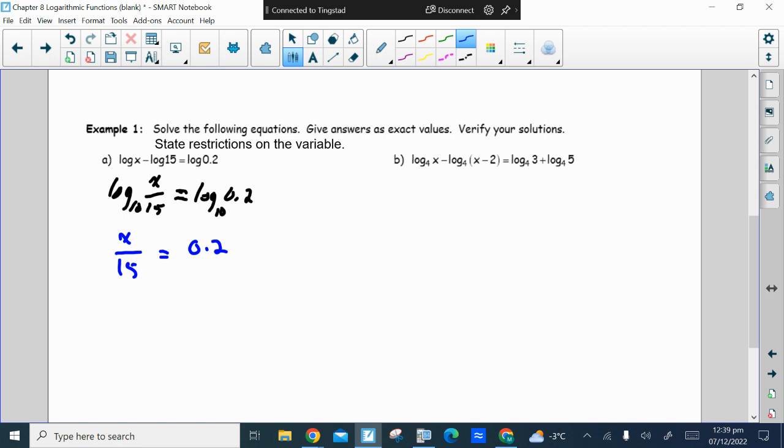Now, when we say we're dropping the log base 10 from both sides, it's not an actual mathematical operation. You're not dividing both sides by log base 10. You can't do that. But what we're doing is we're saying this. The two sides are equal to each other. If the log base 10 parts are equal, then the other parts must be equal as well. That is the reason why we can say that x over 15 is equal to 0.2. And then to solve for x, you'd multiply both sides by the 15.